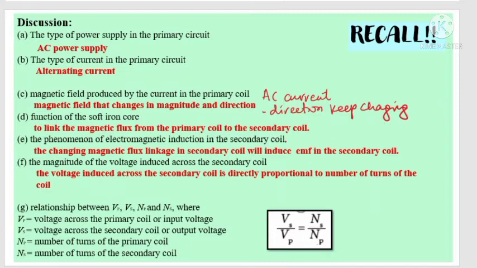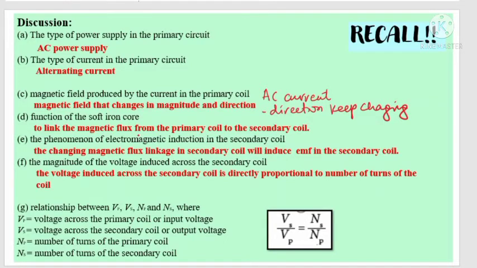Okay, so this one will cause the iron core to be magnetized in the direction and magnitude that keep changing. Okay, now, what is the function of the soft iron core? The soft iron core will link the magnetic flux from the primary coil to the secondary coil.